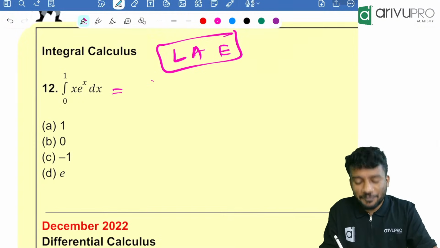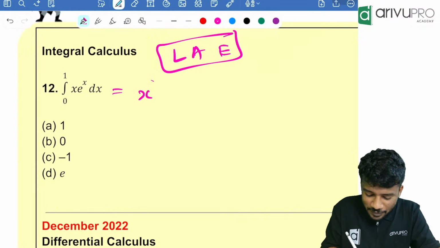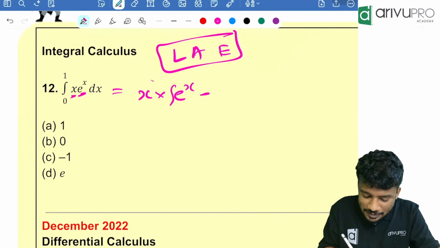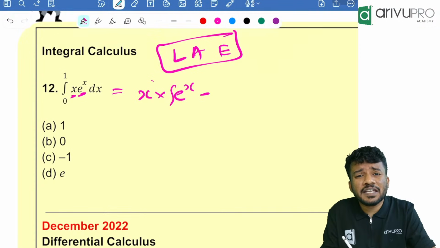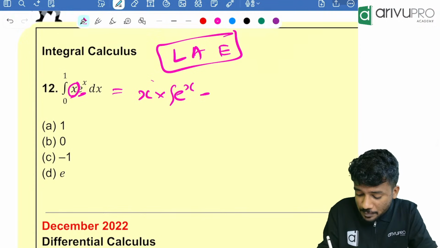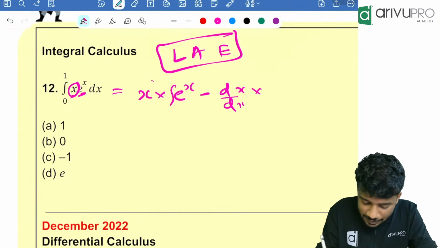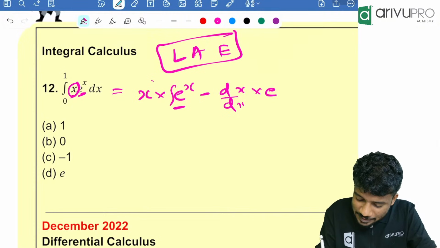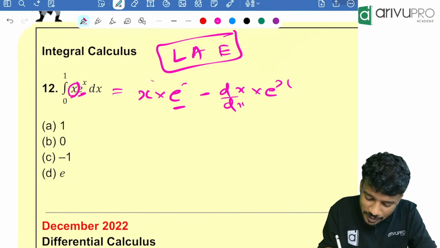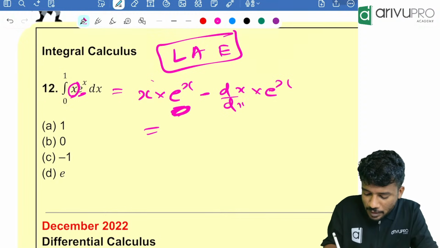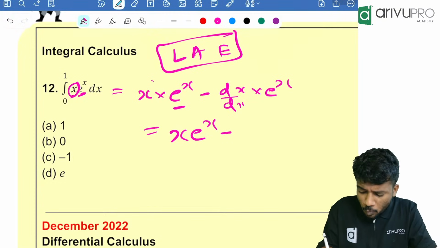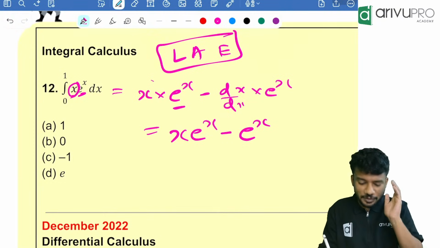How are you going to do it? Into the shortcut we can use. First function is what? x into integral of second function. Integral of second function is integral of e raised to x, minus derivative of the first function, that is nothing but d by dx of x into integral of the second function. That is nothing but what? That is e raised to x itself. Integral of e raised to x is what? e raised to x itself, which is equal to what? x e raised to x minus dx by dx is what? 1. So minus e raised to x. So this is the final form.